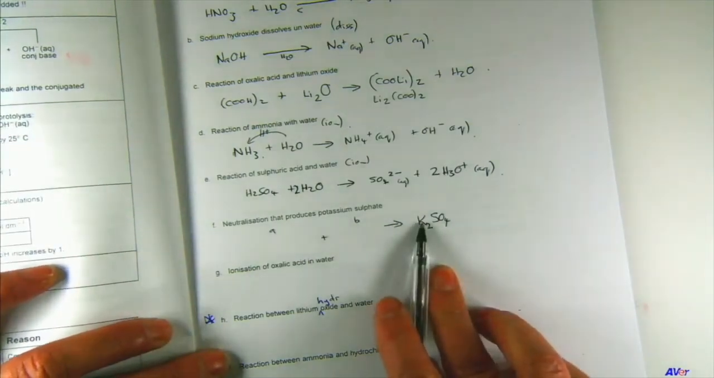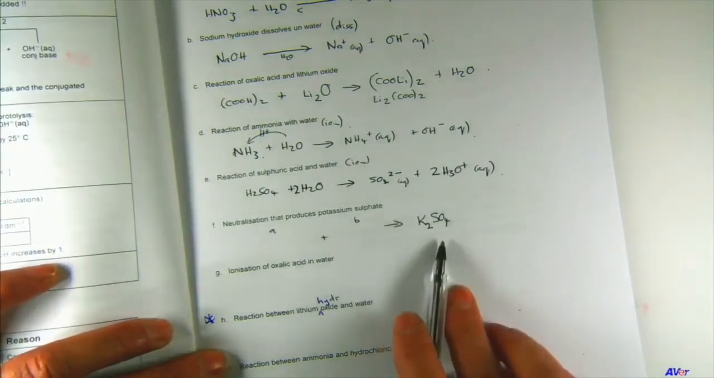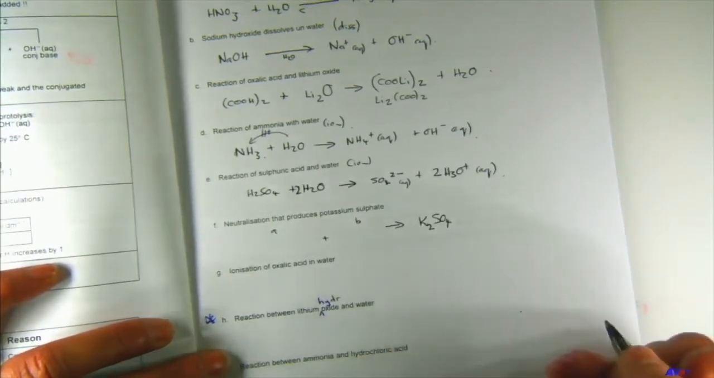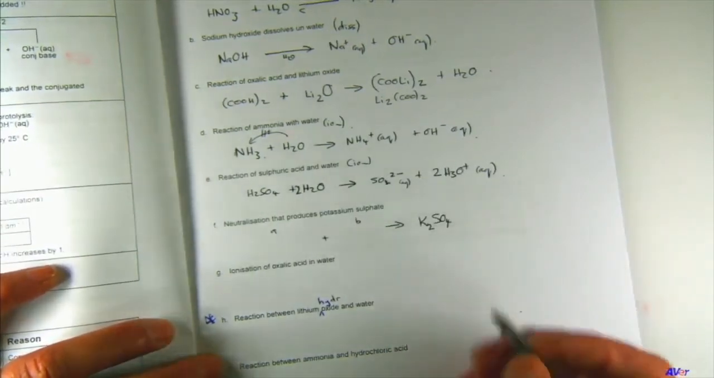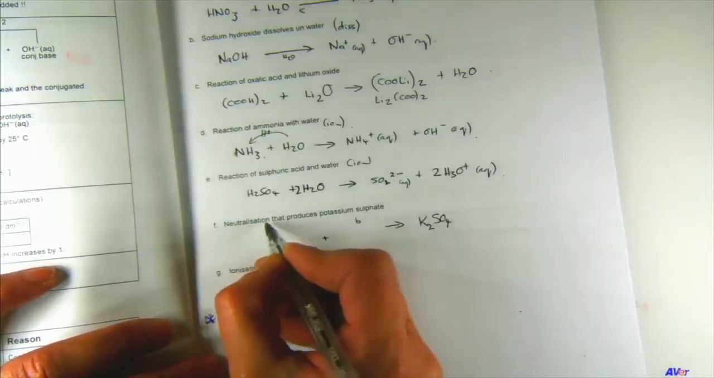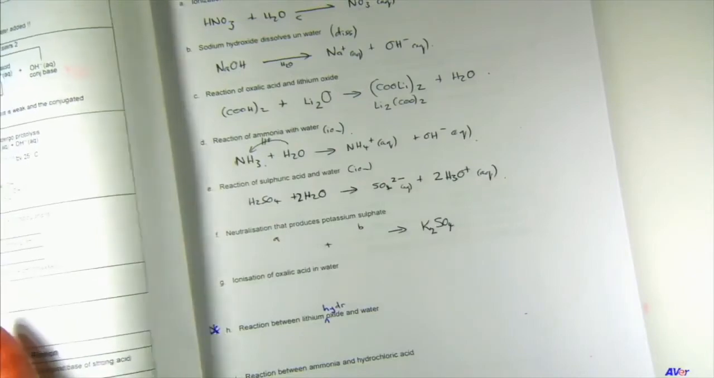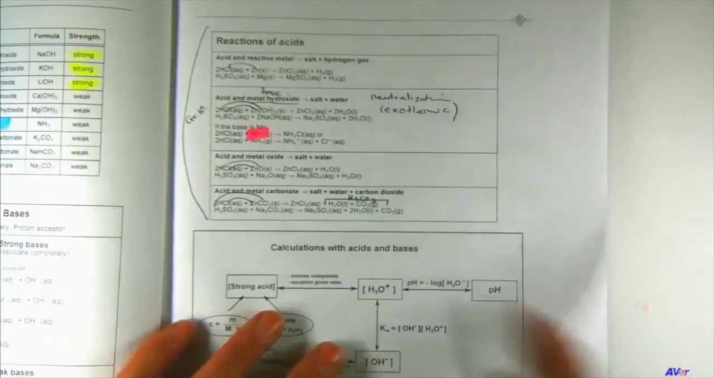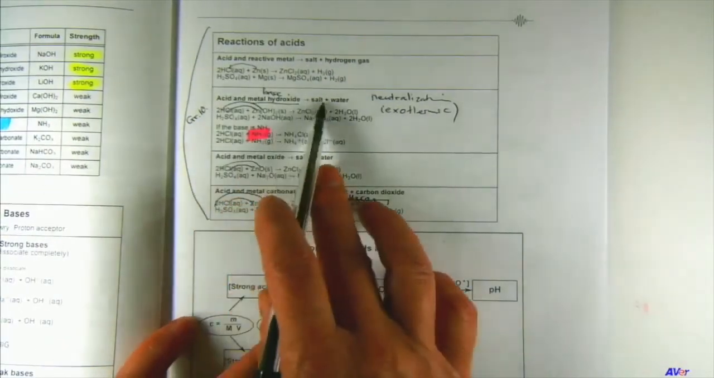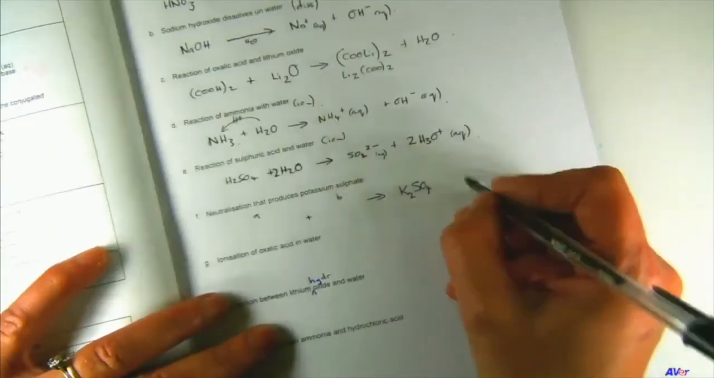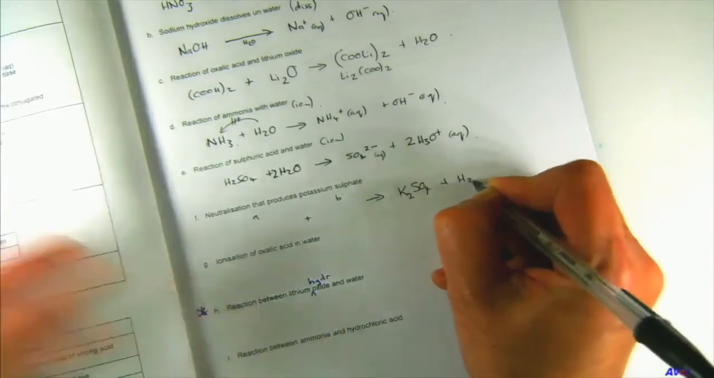Every potassium is a plus, so I need 2 potassium so that I have 2 pluses to cancel out the sulfate's 2 minuses. So potassium sulfate should look like that. Right, and neutralization. What is the other product that will form? We said neutralization is an acid and a hydroxide, and it will give salt and water. So the other product should be water, H2O.